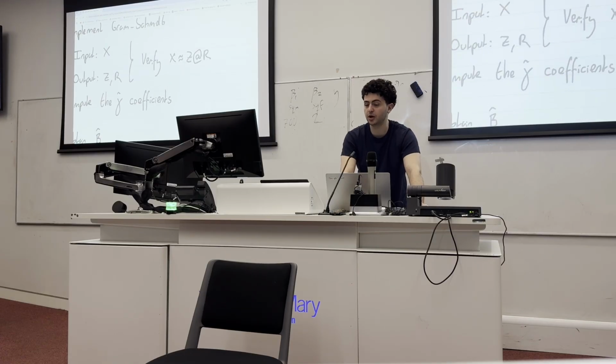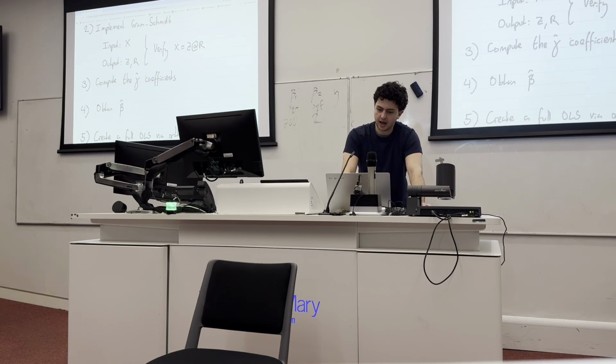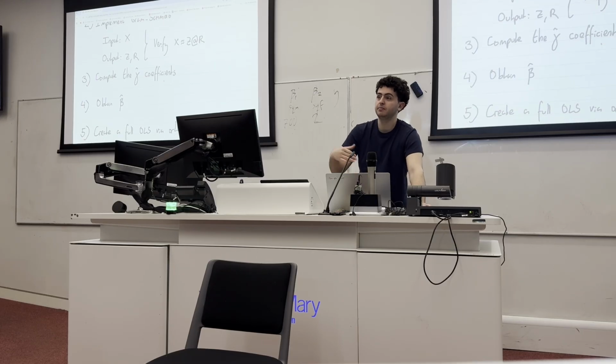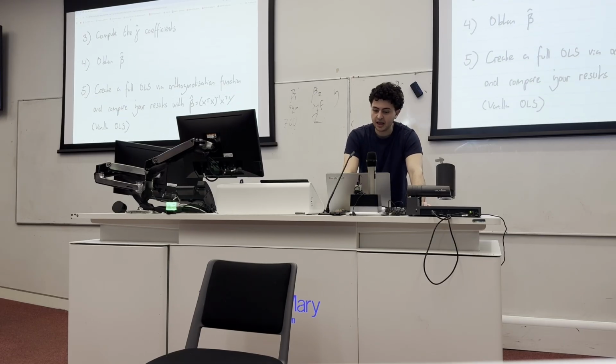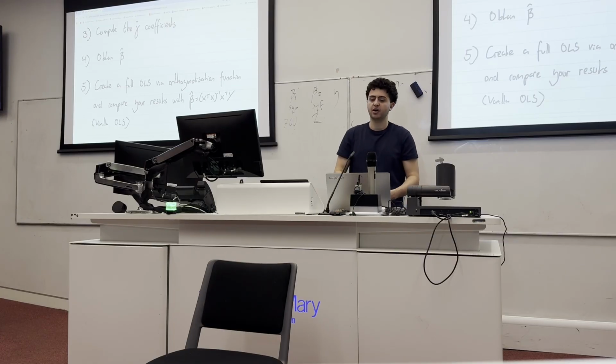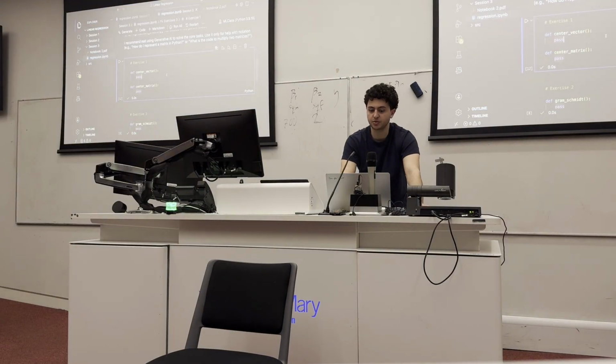Then you can verify that your algorithm works. The way you verify it is if Z times R gives you roughly the matrix X, it works, amazing, you're doing great. Then you're going to compute the gamma coefficients. Based on that, you obtain the beta coefficients, and based on all of that, now you can create your OLS via orthogonalization function, and you can compare your results with OLS. So if you go to the exercises, you'll see I've just created placeholder functions here for you.